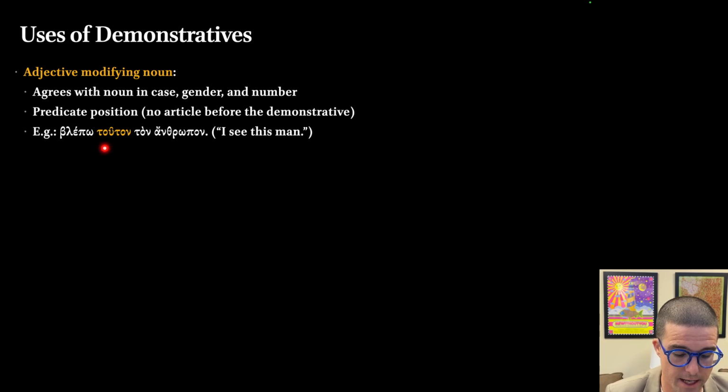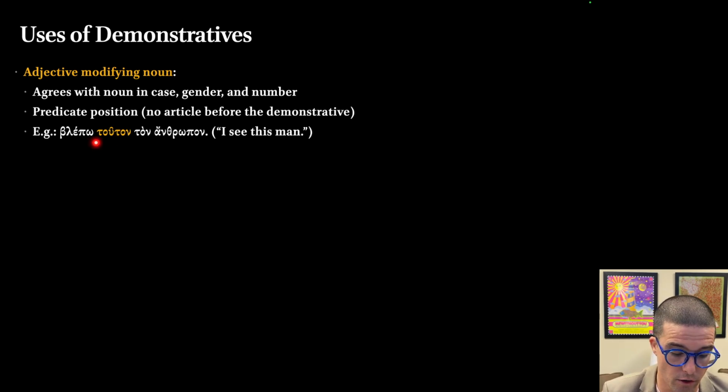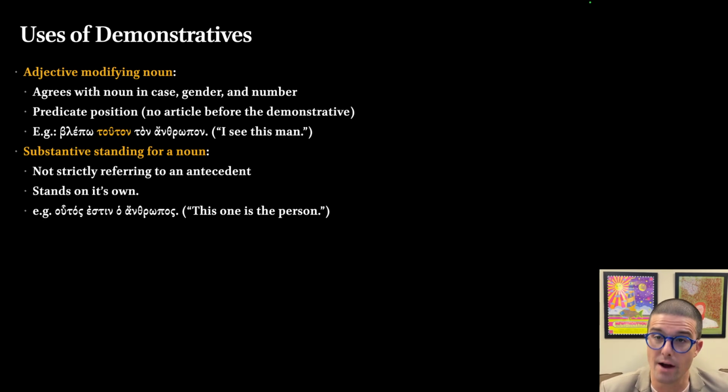So here, blepo, tauton, ton, anthropon, the article comes before the noun. This puts the demonstrative in predicate position. That is to say, there is no article before the demonstrative, indicating that it is an adjective modifying this noun.